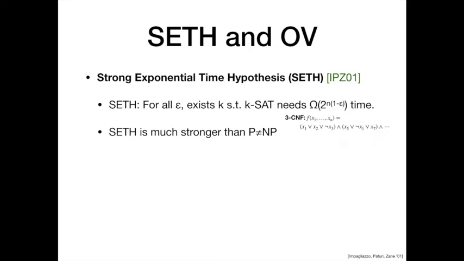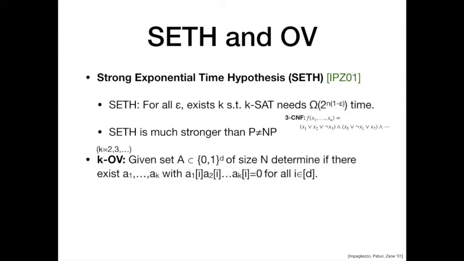So SETH is much stronger than P not equal to NP. P not equal to NP hypothesizes that k-SAT needs super polynomial time. SETH hypothesizes that it not just needs super polynomial time, not just exponential time, but exponential time approaching the trivial bound. So that's SETH, and most hardness results based on SETH go through a hypothesis called OV.